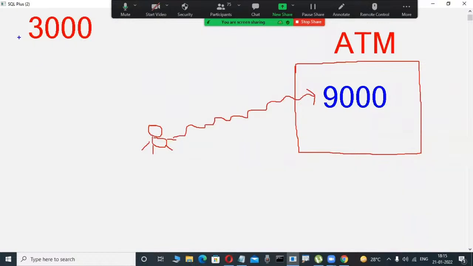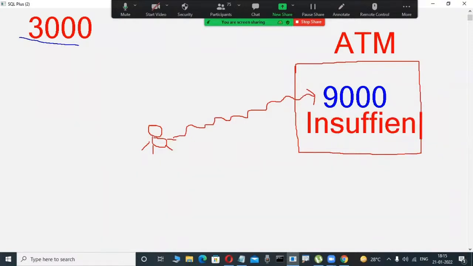Here my balance is 3,000, but how can I get it? Okay, so 9,000 rupees is impossible. In this case, it will give a message. You are observing on your ATM machines, maybe some message will be displayed. Suppose it says insufficient funds, something like a message.